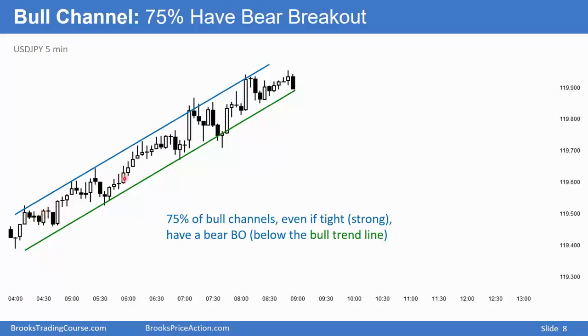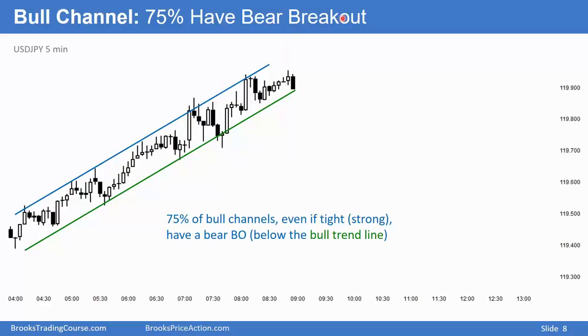This is a very strong bull trend. It's in a channel. It's probably a breakout on a higher time frame chart. This is the dollar versus the yen, a 5-minute chart. However, 75% of the time, if you have a bull channel, even if it's tight, strong, it'll have a bear breakout. Only 25% of the time will it get a bull breakout, and the market cycle then begins over again.